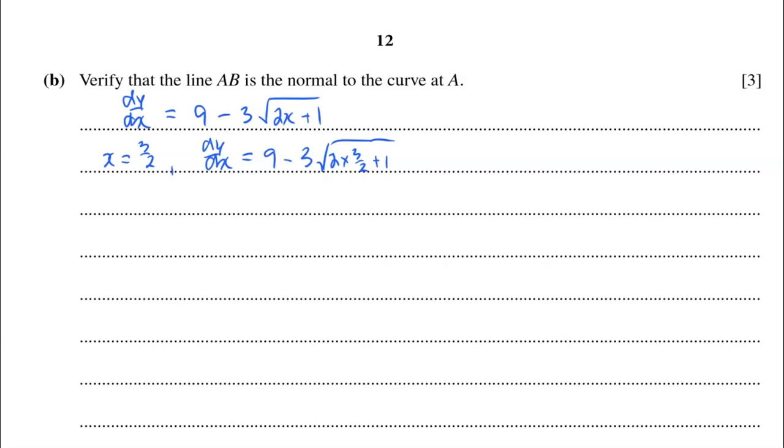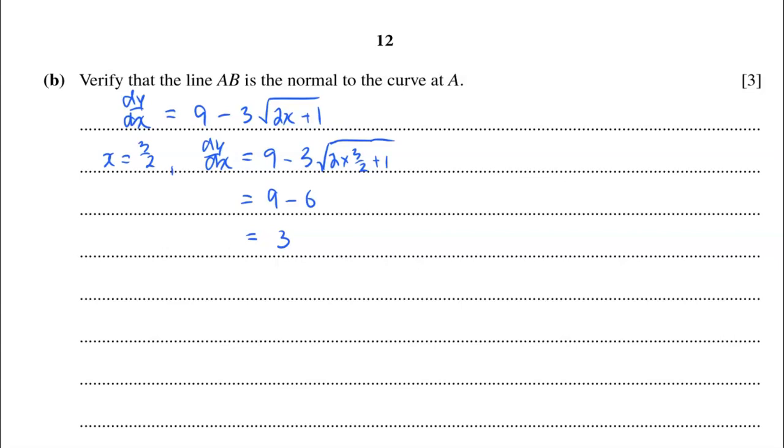It's nice how these questions work out really nicely. 2 times 3 on 2 is just 3. We're looking inside the root sign there. And 3 plus 1 is 4. And the square root of 4 is 2. And 2 times 3 is 6. So we end up with 9 minus 6. I don't know why we wrote that. We could have just written the gradient is 3.